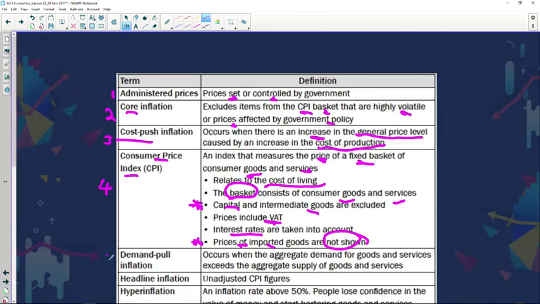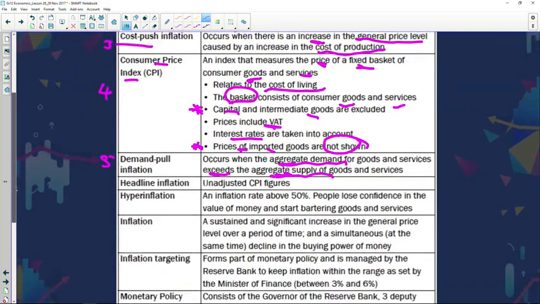Then moving on to demand pull inflation, our number 5. It occurs when the aggregate demand of goods and services exceeds the aggregate supply of goods and services. So when there's a difference between the aggregate demand for goods and services compared to the aggregate supply of goods and services, we call that demand pull inflation.